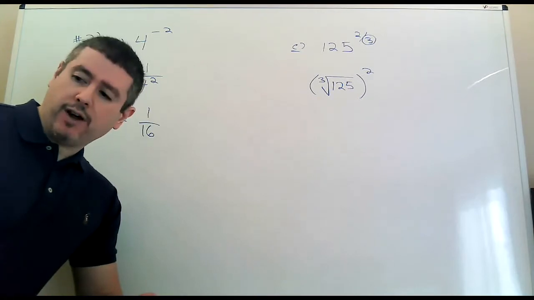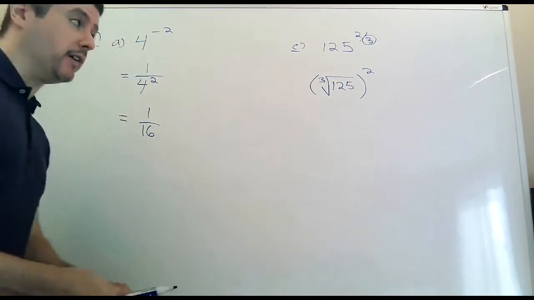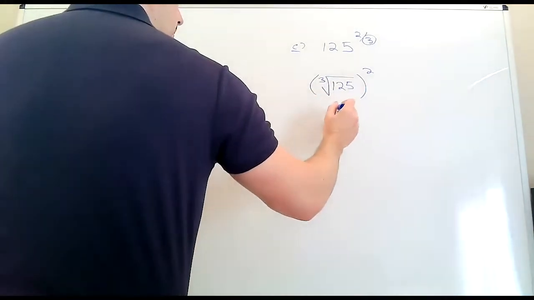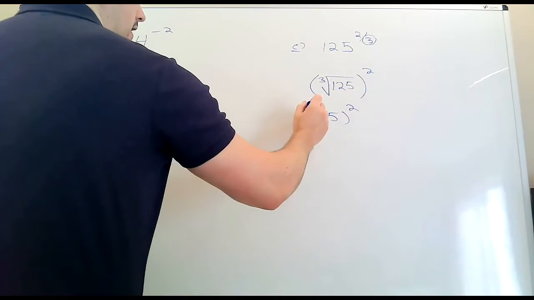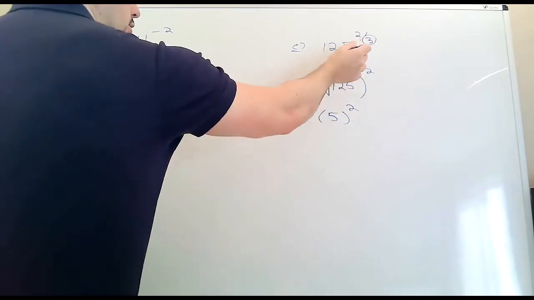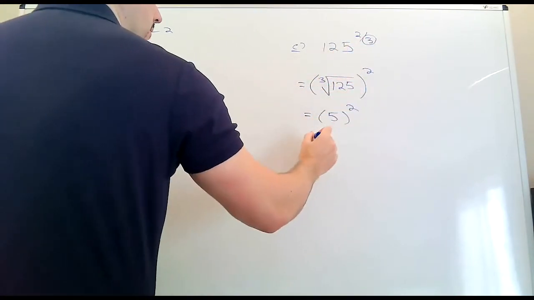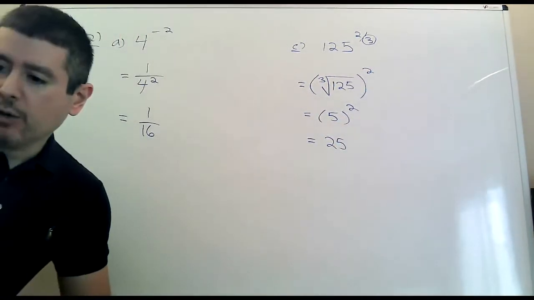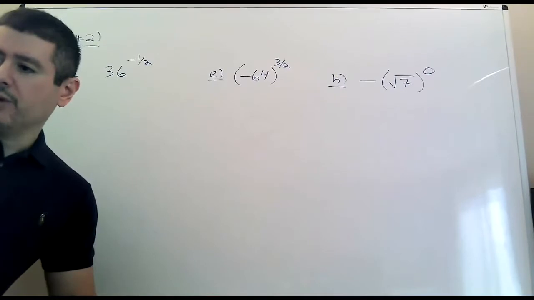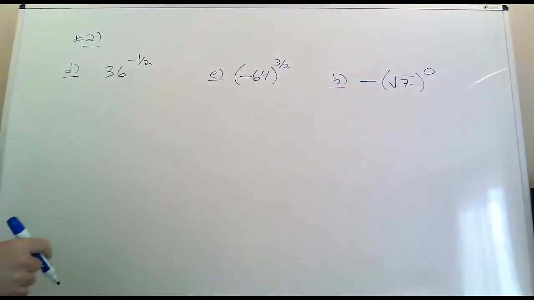5 times 5 is 25. And then 25 times 5 is 125. So the cube root of this is 5. Nothing too crazy. And then you've got to square it. Right? Do the root first, then square the number. 5 times 5, 25. There you go. Pretty easy. Okay, the next 3, these are the ones that you guys were asking to see.